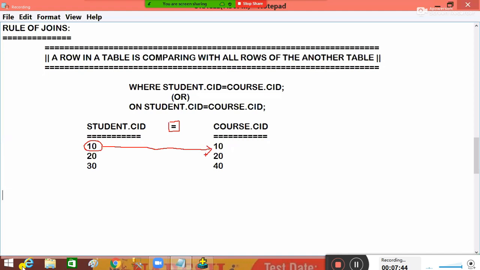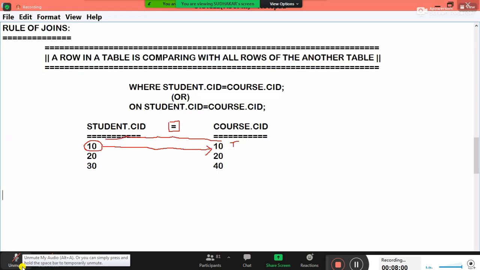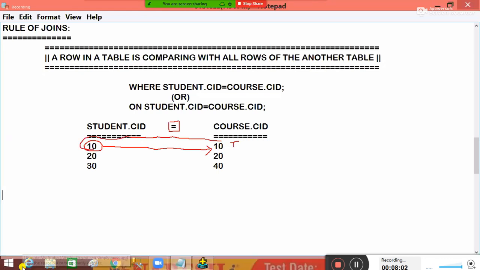10 is equals to 10. Condition true or false? Condition true. So this condition is true, right? True means whenever the condition is satisfied, these two tables' rows will be joined together and displayed as the output: 10 and 10 is the output.